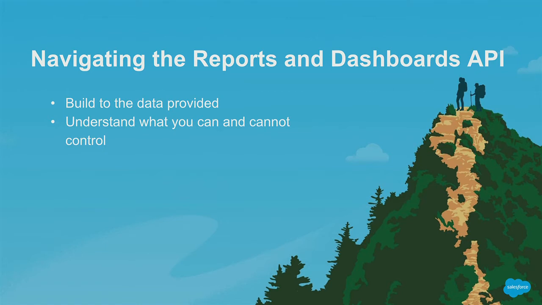So that being the case, I was like, okay, now I need to use the reports and dashboards API. And this was actually the first time I ever had to use it. So I had to figure out what it spit out. I went into the developer console, went into execute anonymous, pinged the reports and dashboards API with an ID and tried to figure out, all right, what am I getting here? Because you need to build to the data provided. Of course, I could just write a SOQL query and filter it the way I wanted, but then I lose the value that I would get with the dashboards API. So I needed to understand what I could and could not control.